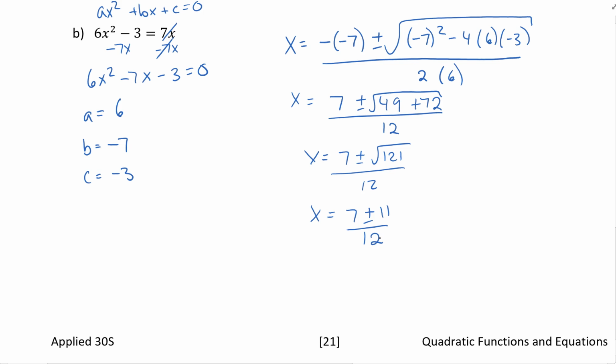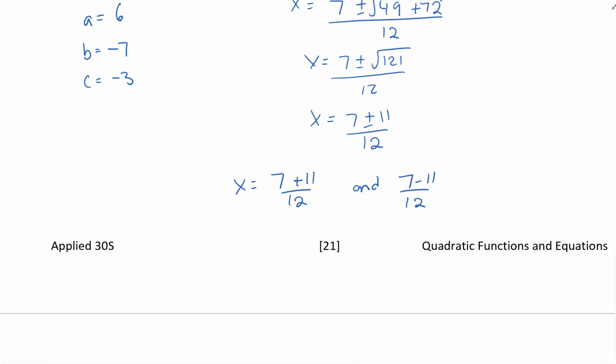So in this case, this is going to look a little bit different, but I still have two roots. I still have two x-intercepts, two zeros. What are they? Well, 7 plus 11 over 12 is one, and 7 minus 11 over 12 is the other. We can go further in this. That would give me 18 over 12 and negative 4 over 12. Can you reduce those fractions? Yes, you can.